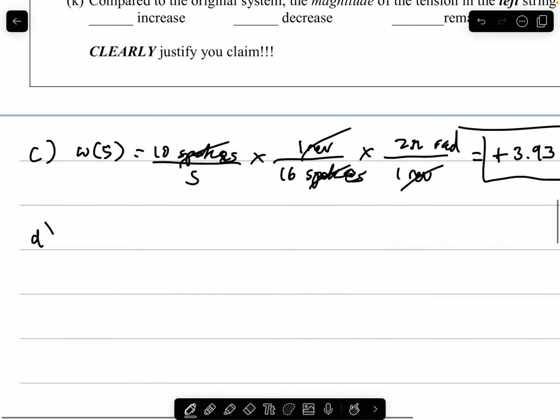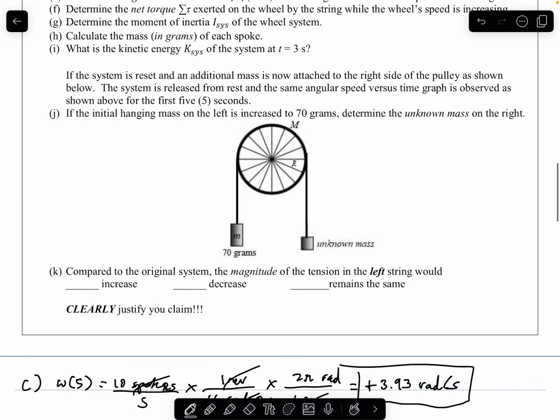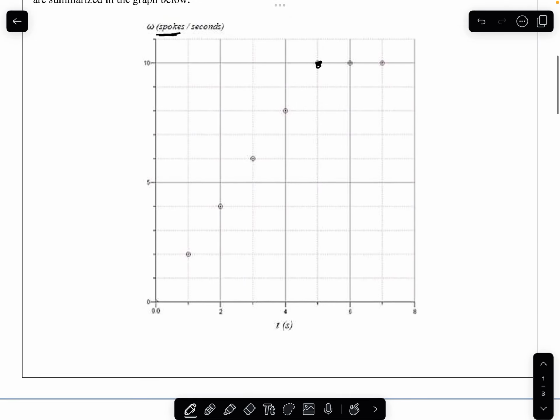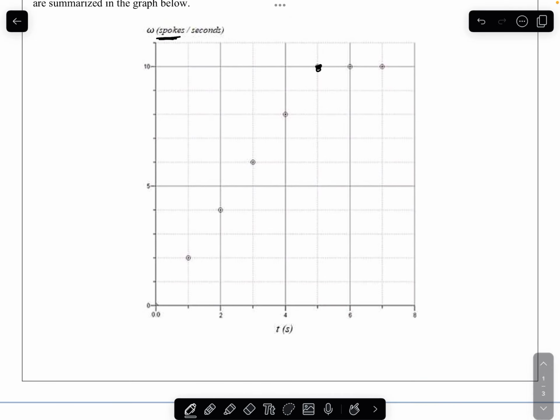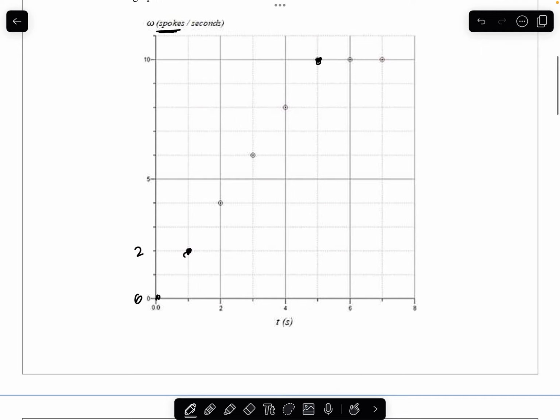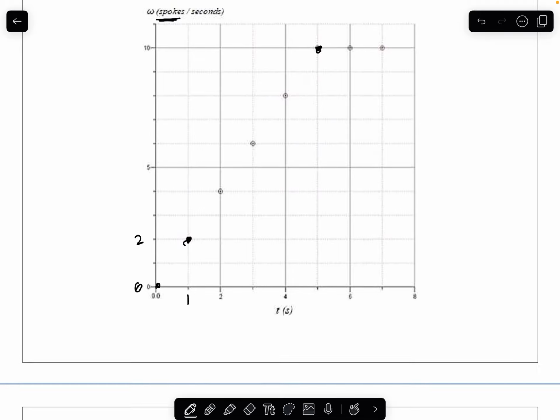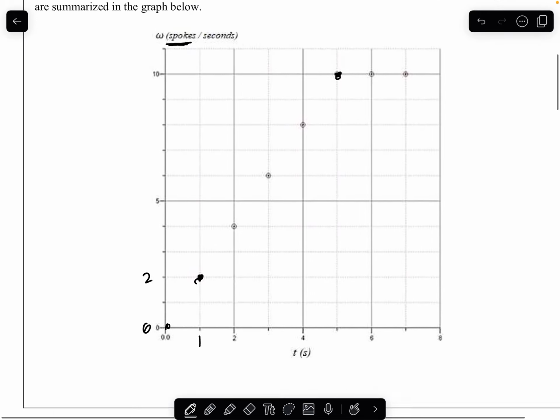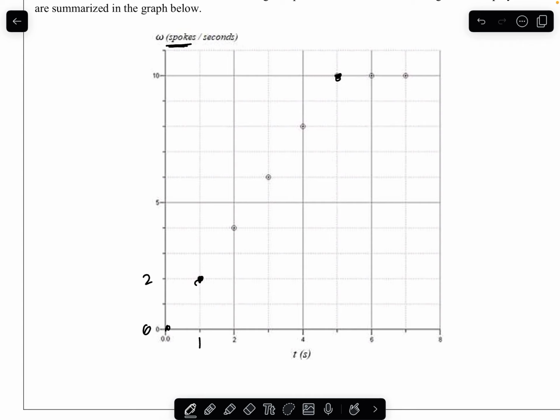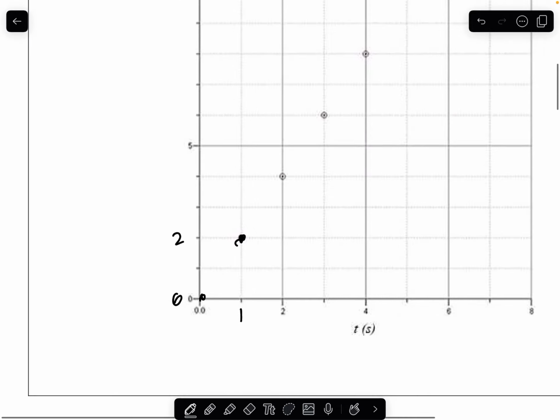And for part D, to find the angular acceleration, I need to find the slope of this graph. So I'm going to use these points, 2 and 0, and the time at 1 second. The slope of the angular velocity graph is going to be the angular acceleration. And since it's increasing at a constant rate, the angular acceleration is going to be constant, so I can use any point.